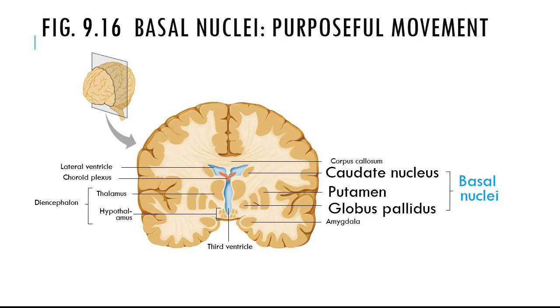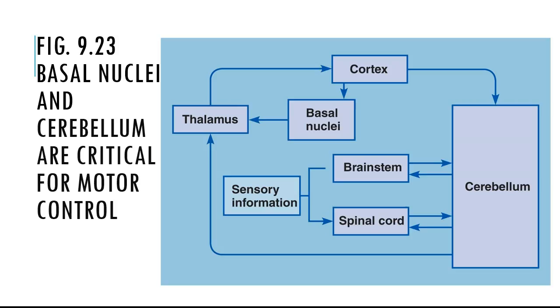We didn't cut through these in our brain dissection. If we went a little bit more lateral, we would have cut through the basal nuclei. The cells of the basal nuclei, which are in the frontal area of the brain, work with voluntary movement. What the cells of the basal nuclei help us do is carry forward purposeful, intentional movement.